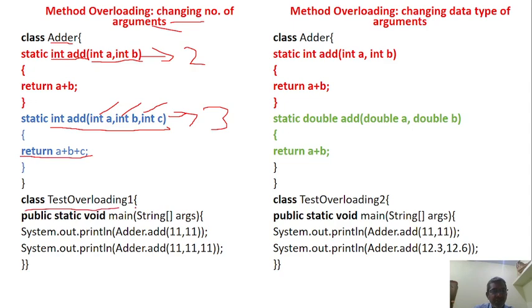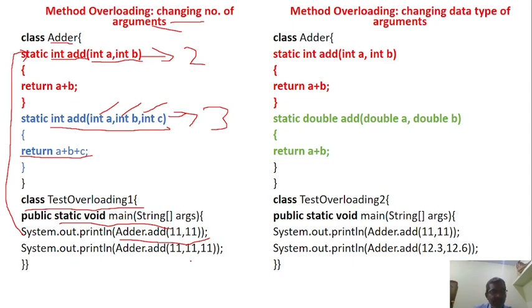Now come to the main function, class TestOverloading. We have the main function, and in it I am going to print the value with System.out.println. Adder.add(11, 11): Adder is the class name, and add is the method, passing the values 11 comma 11. Whenever this statement executes, the control goes to the first method. For the arguments, a has 11 and b has 11, so 11 plus 11 gives 22.